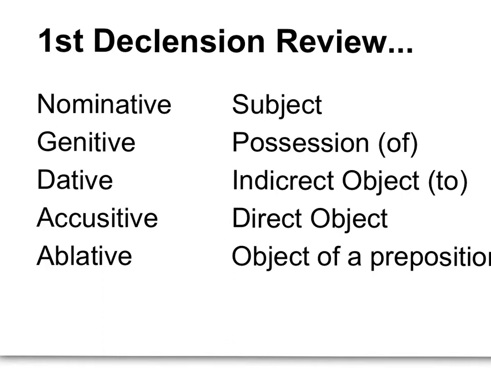Remember, there are 5 cases, and all of these cases have a role to play with regards to nouns. So here's our nominative case, and that's in charge of the subject. We have the genitive case, which is in charge of possession, and we use the word of to translate it. We have the dative case, which is in charge of the indirect object, and we use the word to translate it. The accusative case is in charge of the direct object.